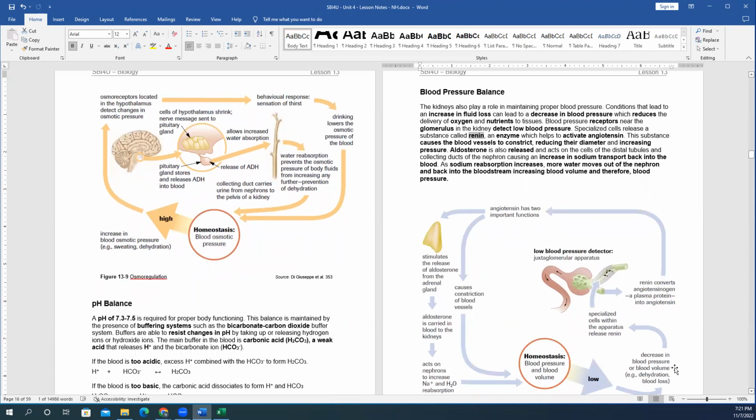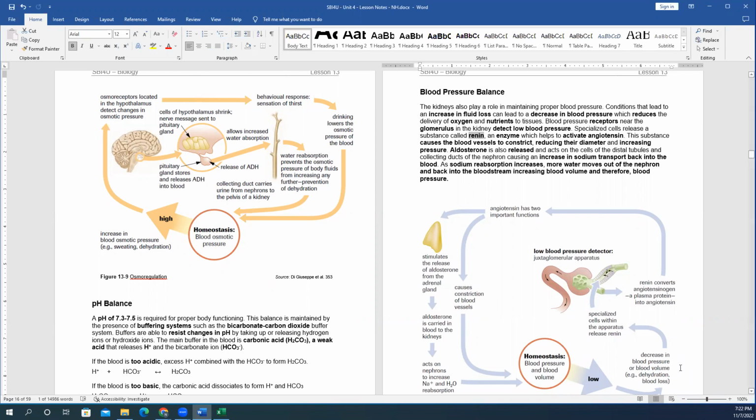And once they're constricted, the diameter is reduced. This will in turn cause a bit of an increase in pressure, right? You can think of it that if you reduce the diameter of the blood vessel, then you can have your pressure slightly back up again.